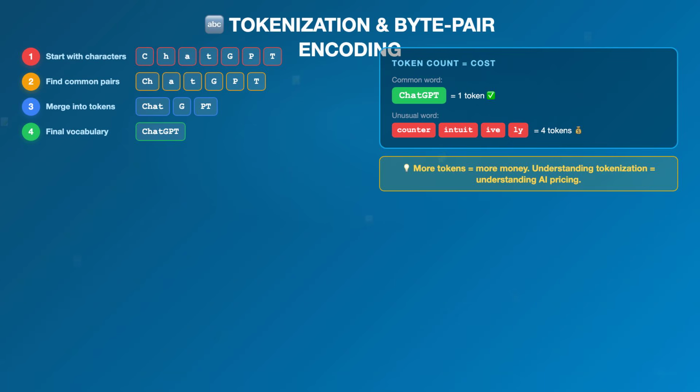This is why ChatGPT is one token. But an unusual word like counterintuitively might be 4 tokens. And here's the thing most people don't realize: token count equals cost. Every extra token costs you money. Understanding tokenization helps you understand why AI pricing works the way it does.